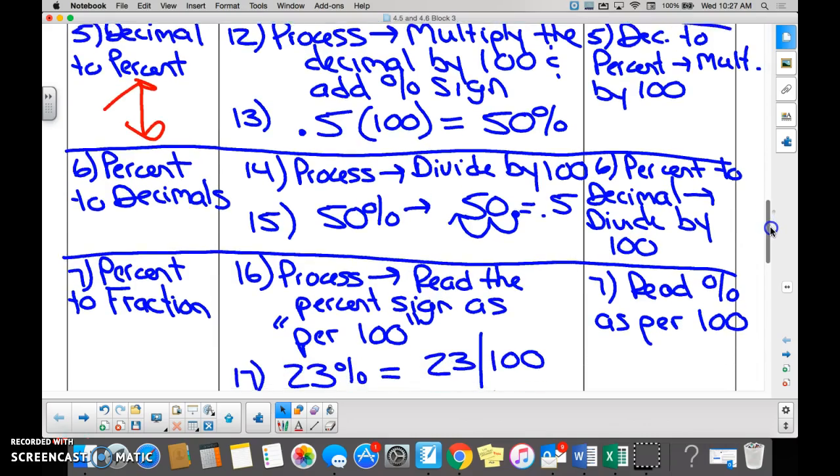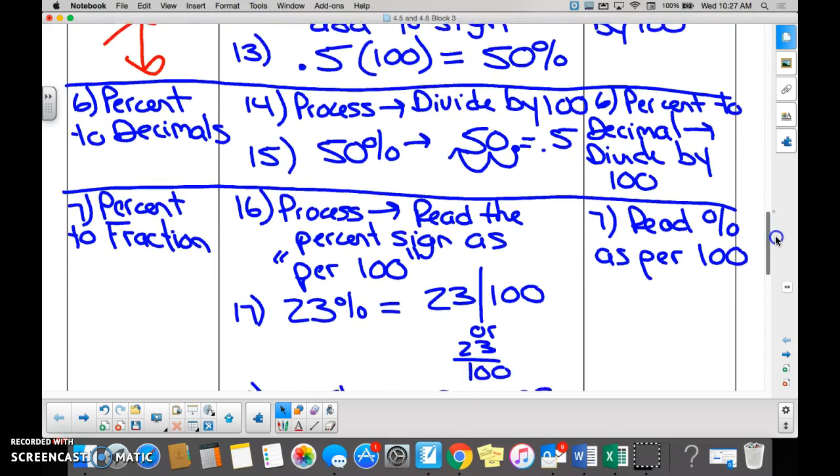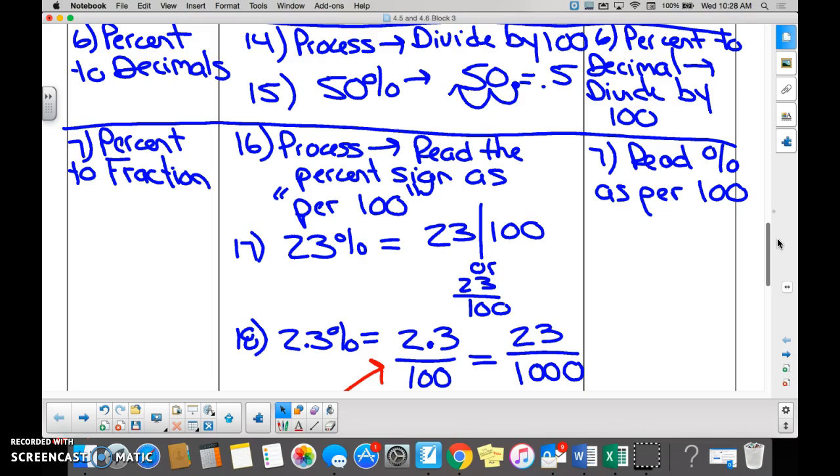Number 7 is the hardest one. When you are going from a percent to a fraction, you are going to read this guy right here, 23%, as 23 per 100, right? Yeah. So this percent sign is not a percent sign anymore. It is 23 per 100.